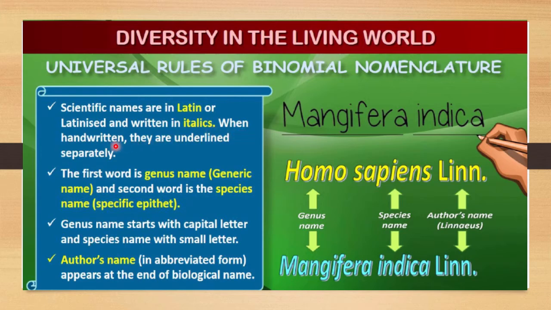If you are typing on the computer, at that time you have to write in italic form. And if you are not typing, but writing handwritten notes, at that time you just have to underline separately. Here you can see Mangifera, so you have to underline this word separately, and indica you have to underline separately. You cannot continue the line like this. You have to underline these words separately. So this is a rule. If you are handwriting, then you have to underline. If you are typing, then it must be italic. This is the first rule.